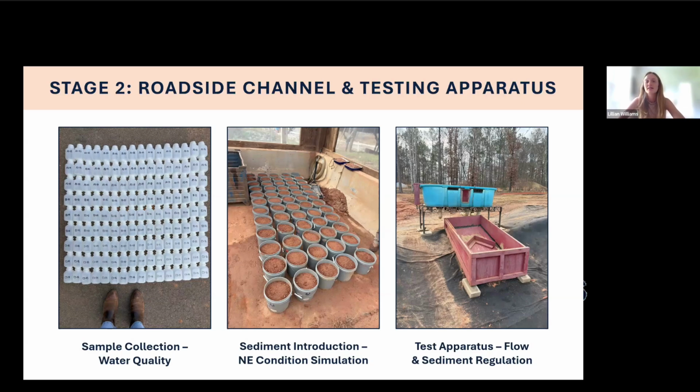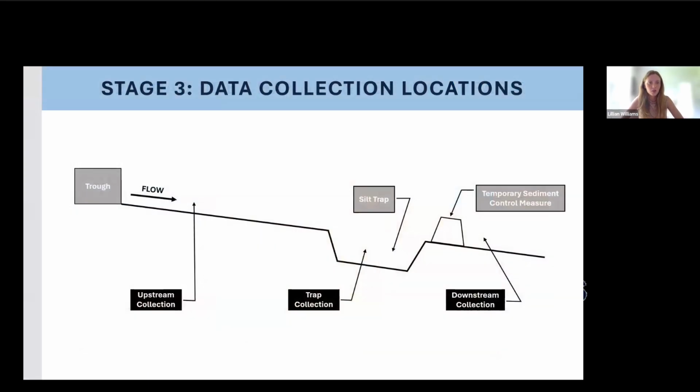And then our testing apparatus, in the right picture, you can see the blue trough that has a calibrated weir. So we were able to regulate our flow rates through that trough. And then the red trough in front of the blue is the mixing trough. So water would pour out of that weir and we would dump the dirt at the top, and that little arrow in the middle would help mix it up before it flowed downstream to help simulate what runoff would actually be on a project.